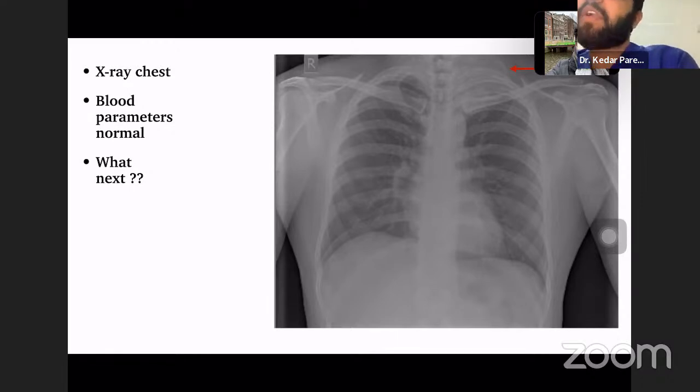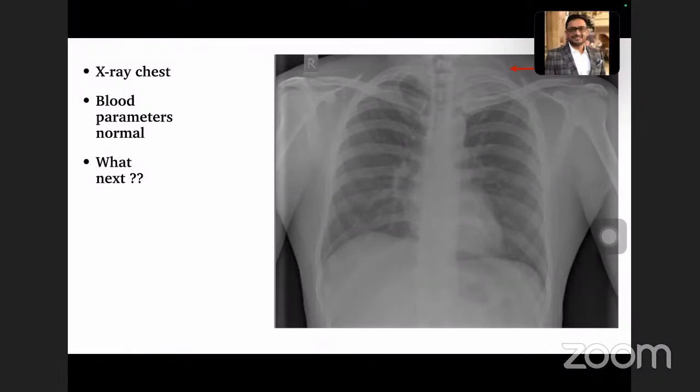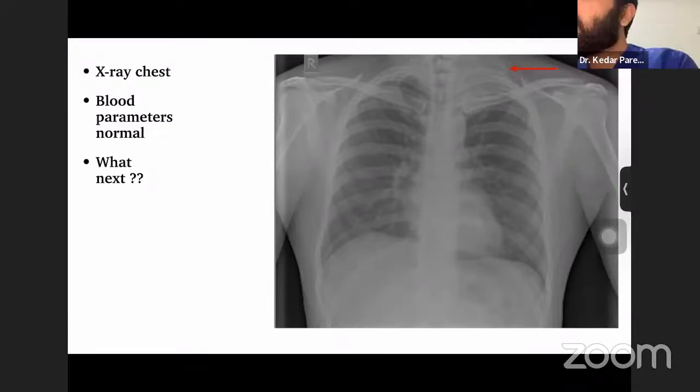We also got basic blood parameters done. The blood parameters were within normal limits. Now, how would you like to proceed, sir? So can you point out what was seen on this X-ray? Can you actually see the arrow that is marked?